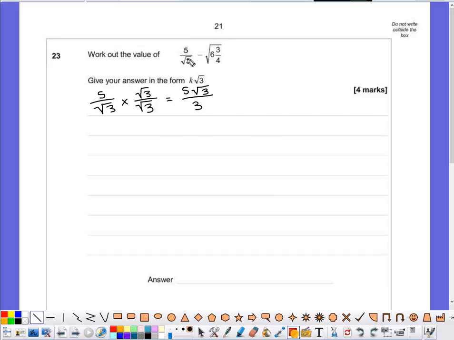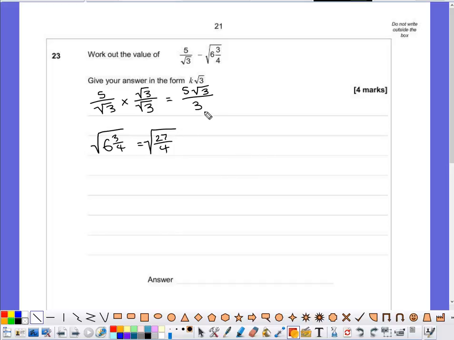Can we do anything with this 6 3/4? Well, at the moment we've got a mixed number here, so it could help us if we put this into an improper fraction. 6 3/4, well, 6 times 4 is 24. Add the 3, means this is also written as 27/4.